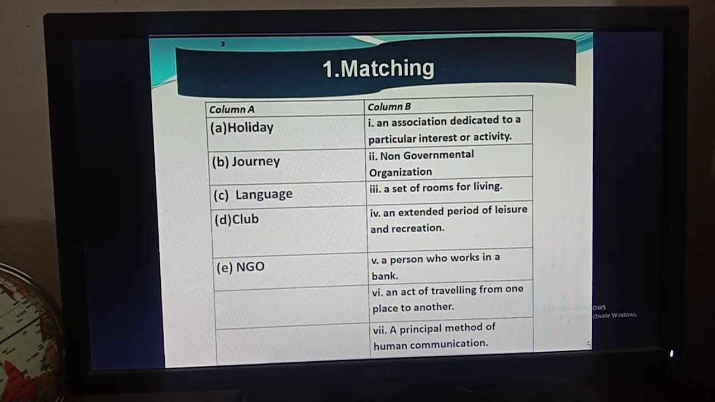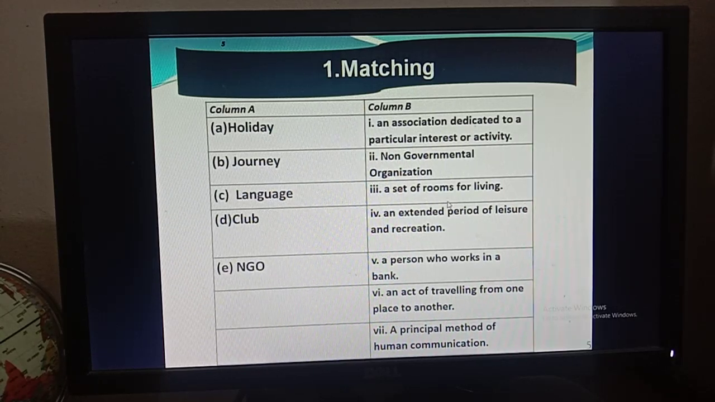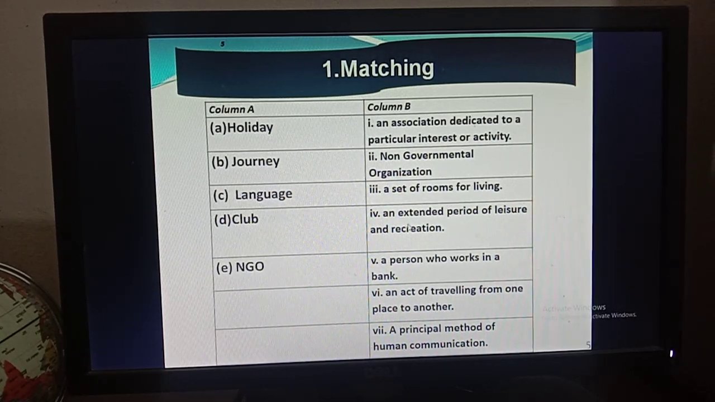So boys, now I am going to show you how to do this matching. This is number 1. That means in the question paper you will have this matching in question number 1. You have to match the words with their meanings, column A and column B. In column A there will be some words and in column B there will be some meanings, and more than you need. So you have to match the words with their meaning.